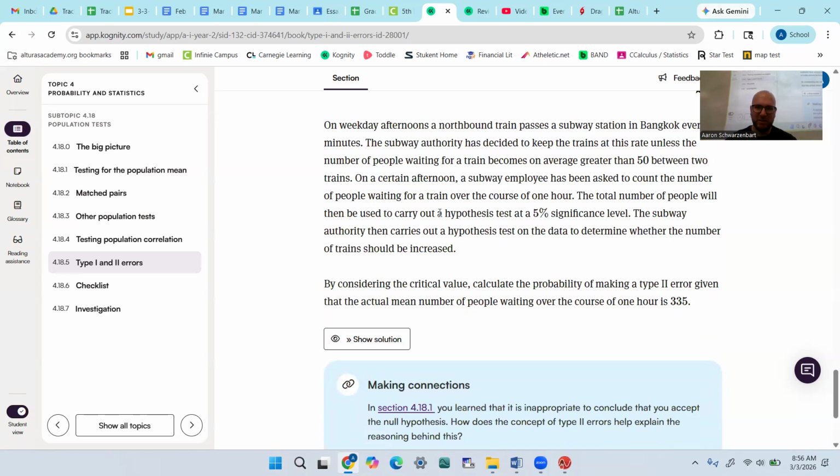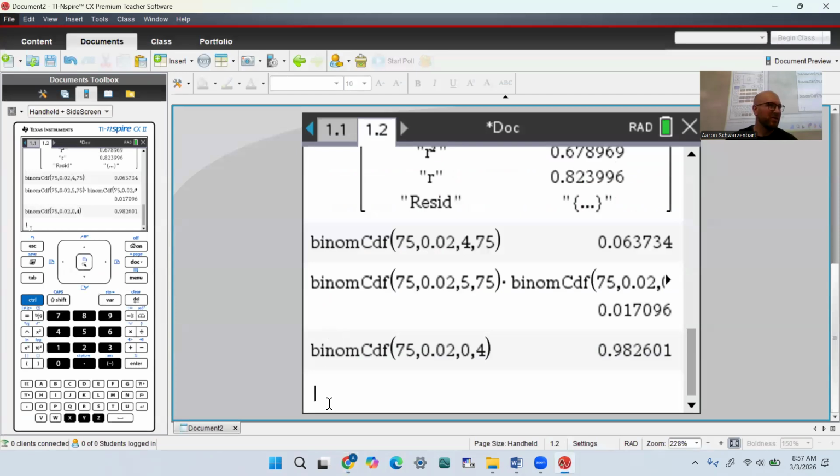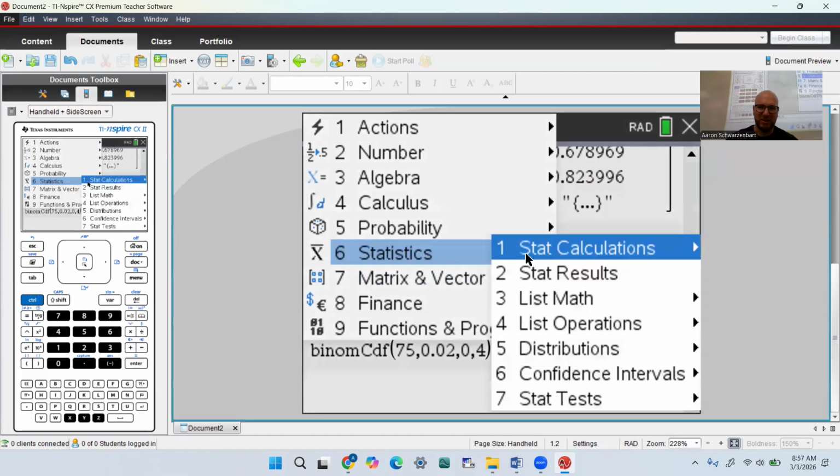The total number of people will be used to carry out the test at the 5% significance level. The subway authorities carry out the test on the data to determine whether the trains are to be considered. Find the critical value and calculate the probability of making a type 2 error given the actual mean of people waiting over the course of 1 hour is 335. So yesterday we were looking at the 5%. We need to go with the Poisson until we get to above or below 0.05. That makes sense?